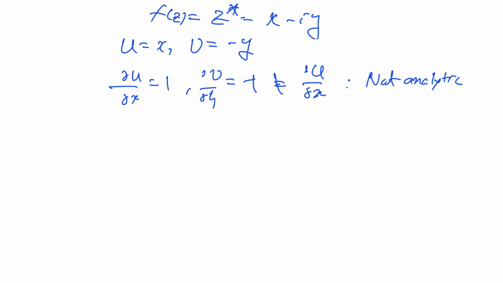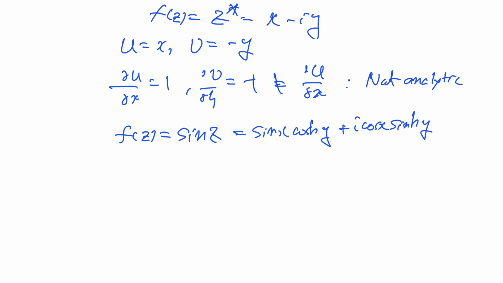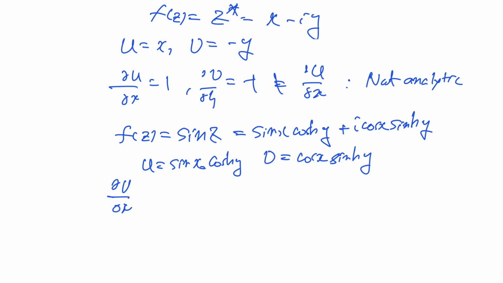Maybe just one more example. Sin z. Sin x cosh y plus i cos x sinh y, right? So u is sin x cosh y, v is cos x sinh y. Partial u partial x is cos x cosh y, partial v partial y is cos x and if you differentiate sinh y, what do you get? Cosh. Right? Same as partial u partial x.